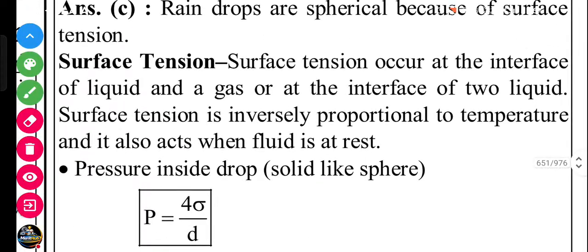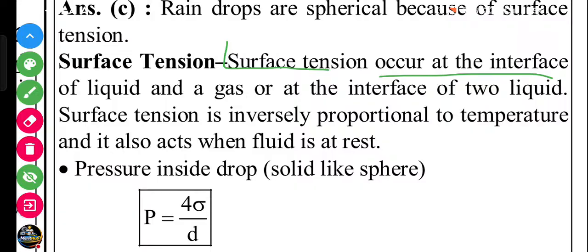Here is the explanation. Raindrops are spherical because of surface tension. What is surface tension? Surface tension occurs at the interface of a liquid and a gas, or at the interface of two liquids. Surface tension is inversely proportional to temperature, and it also acts when the fluid is at rest.